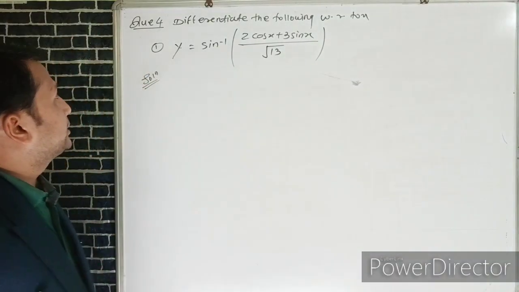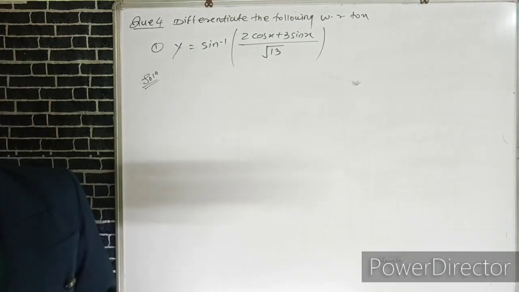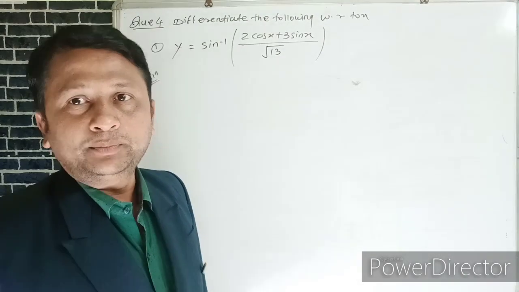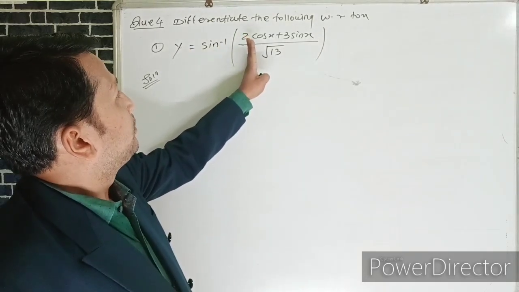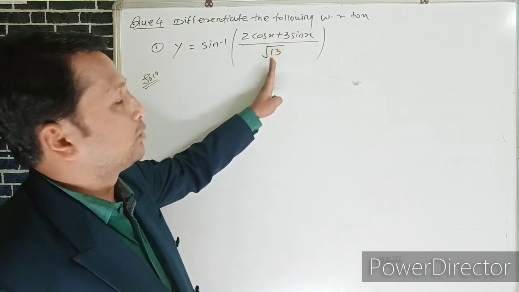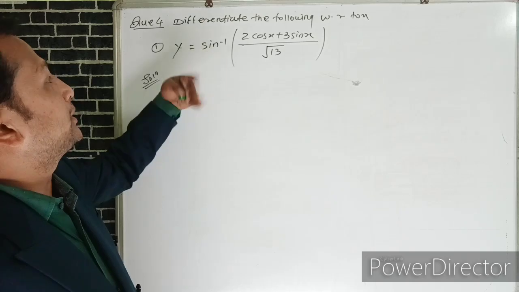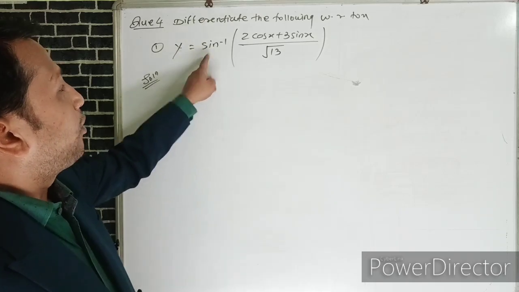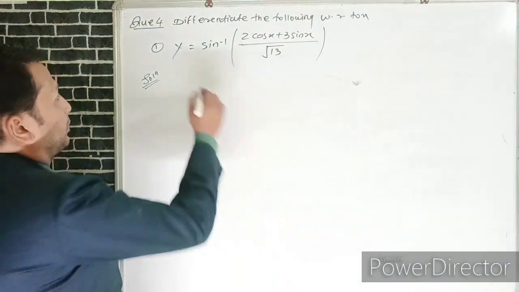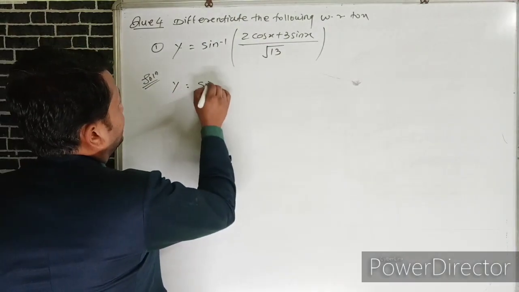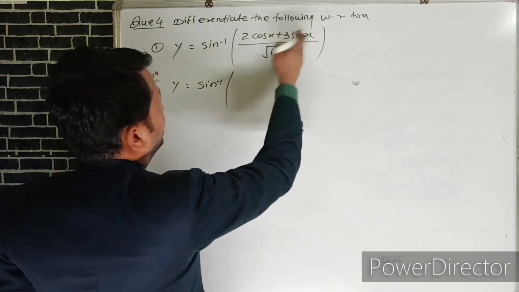Next example, next question, which is question number 4: differentiate the following function with respect to x, and the given function is y is equal to sin inverse of 2 cos x plus 3 sin x upon under root of 13. If we have to differentiate the given function with respect to x, then we first simplify the whole term into sin. First of all, we can write sin inverse of 2 cos x plus 3 sin x separated in two terms.